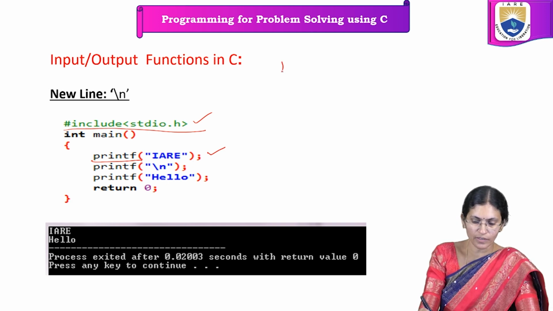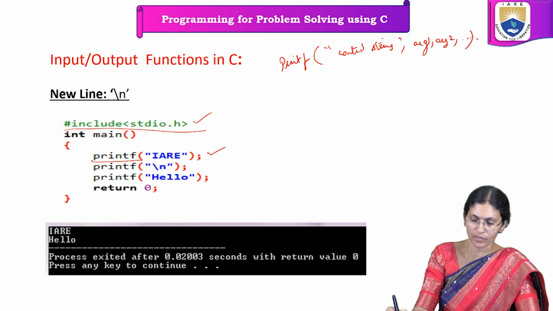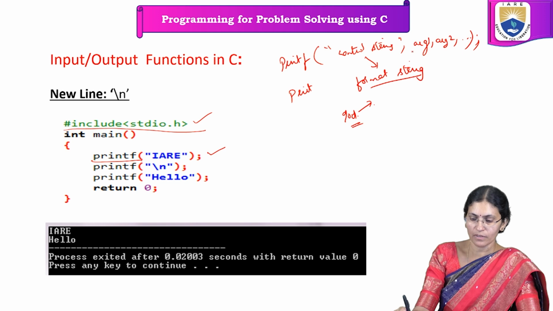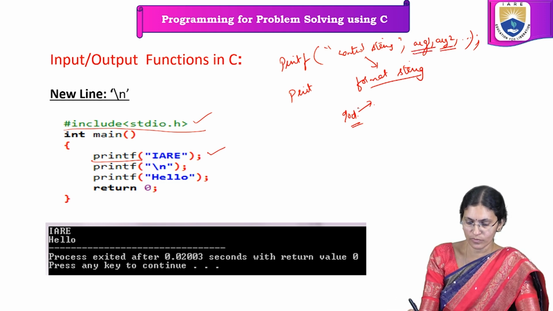In the last class we saw the syntax for printf. Here we have the control string followed by the list of arguments, argument 1, argument 2 and so on. At the end we have a semicolon. Here control string refers to format string. Control string means format string. It consists of a conversion symbol followed by a character. This character depends upon the data type to which these arguments belong. This is also called a format specifier. So these are also called format specifiers.